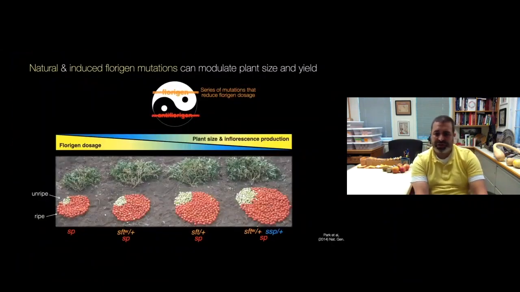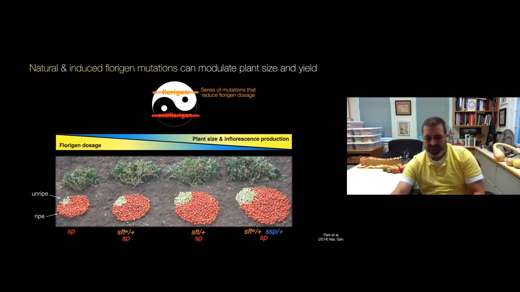Now, I don't have time to show you all the data, but a number of years ago, we showed that we could predictably tune the modification of architecture and yield in a much more efficient way compared to how breeders have done this in this very slow, laborious way with selection, using a series of mutations that quantitatively reduce the dosage of florigen, such that as you reduce florigen, you're taking away some flower promoting signals in this self-pruning background. And that effectively allows the plants to slow their maturation and get slightly larger in a quantitative way, which allows more clusters of flowers and fruits to form on still compact determinate plants.